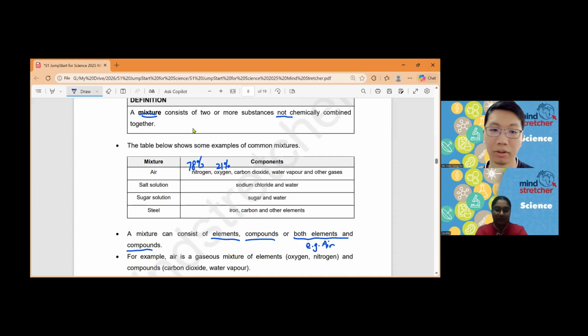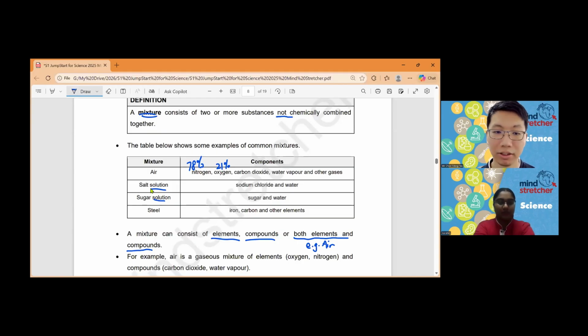Okay? Now, if you look at salt solution and sugar solution, you add water to the salt, you add water to the sugar. So a solution, when we call it a solution, is already a mixture. They are mixed with water.